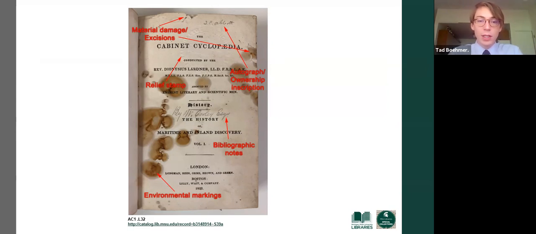Finally, you can just see the circular relief stamp from one of the precursors of MSU towards the head of the leaf. So you get an idea here of how we break down each element present on a page, on the binding, or on another part of a book and look at the whole as the sum of its parts.